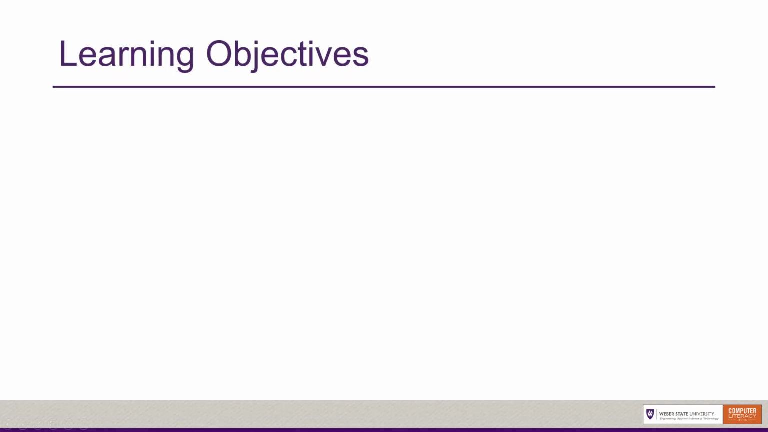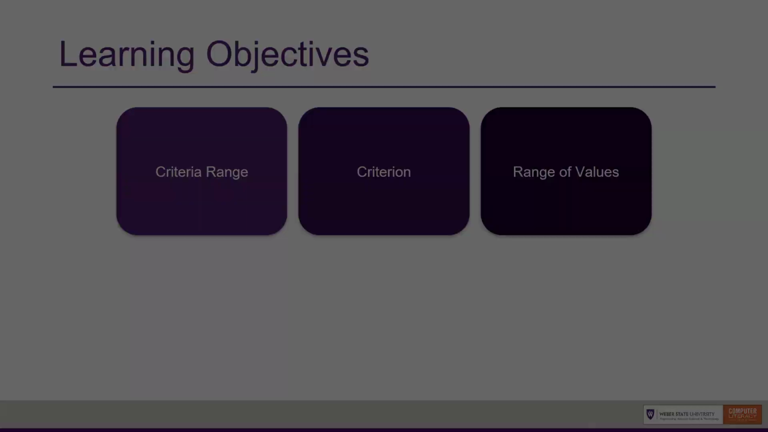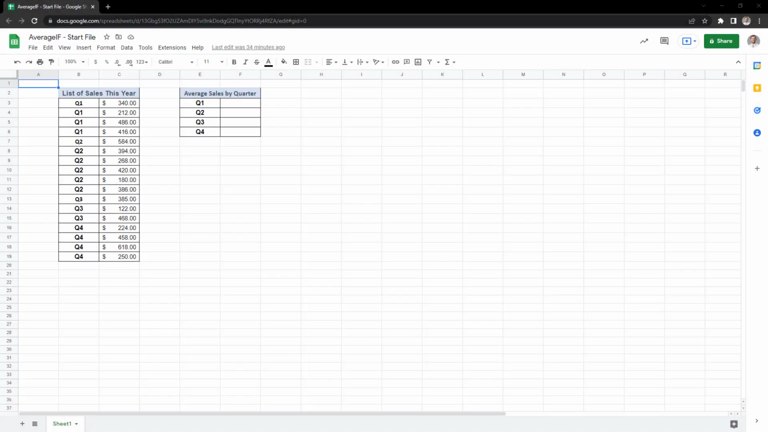In this video, we will use the AverageIf formula to discover averages from a dataset. The criteria range, criterion, and average range are the three sections of the formula. To follow along, find the start file bundled with this module and save it under your own name.